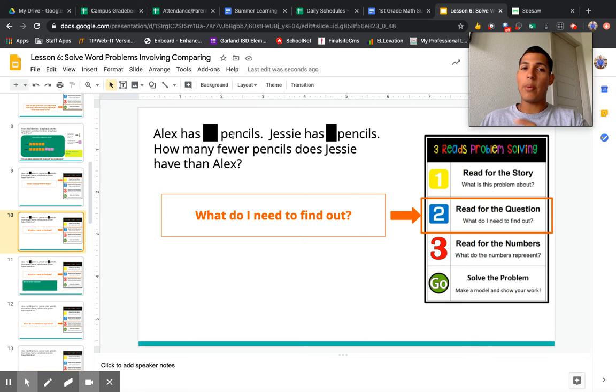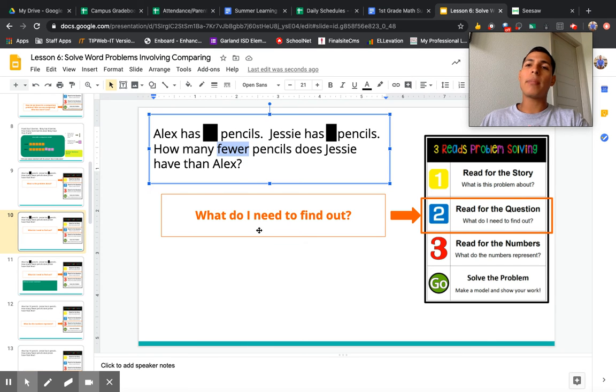So we know right off the bat, we don't even have numbers. We know Alex has more pencils than Jesse because it wants us to find out fewer, right? This is our keyword, fewer. Do we know what fewer means? If we do, cool. If we don't, I'm going to explain it, right? That's why I'm here. Fewer means less than, basically. Fewer is smaller, right? So how many fewer pencils does Jesse have than Alex? We know Jesse's going to have a smaller number than Alex, okay?